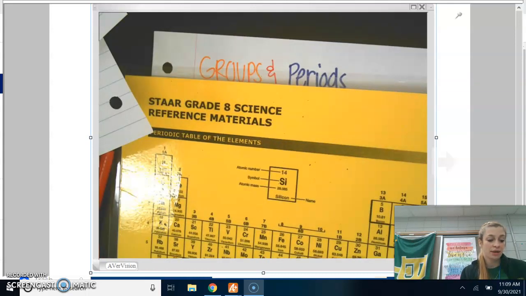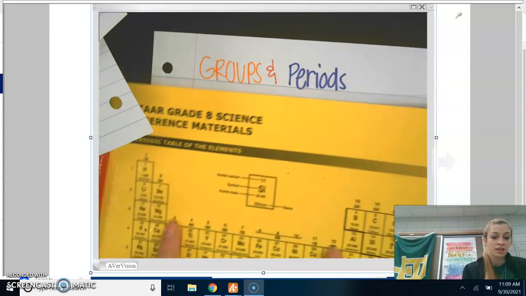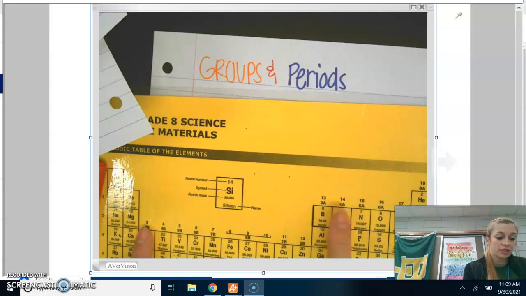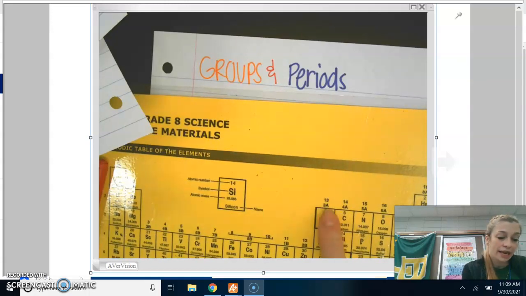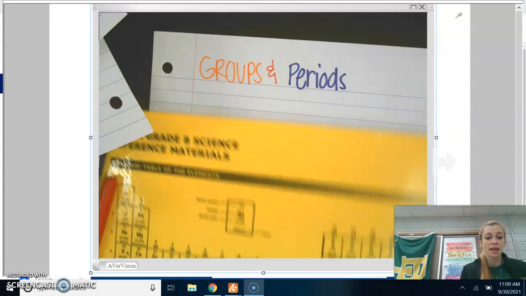We do not talk about these elements right here. These are transition metals. So group 3 through 12, we ignore completely. And then we have group 13, 14, 15, 16, 17, 18. I do want to point out the A number because that A number is going to be important to us, and I will explain more in a moment.